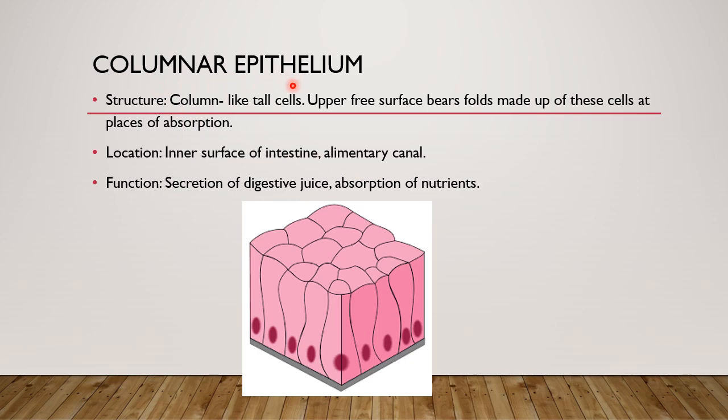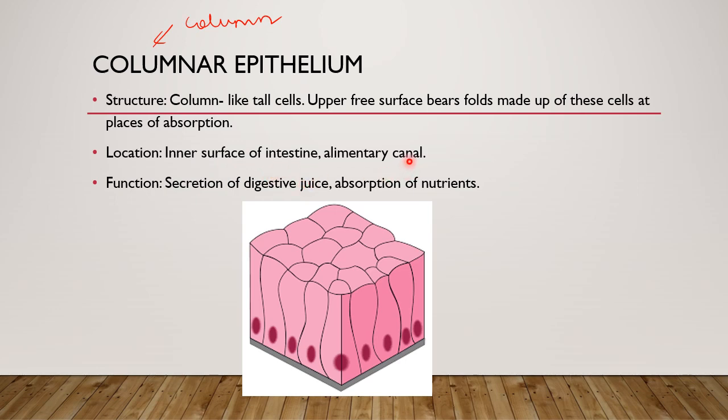Then we have columnar epithelium. Again, as the name says, columnar, so column. They appear like columns, like tall cells. The upper free surface bears folds which are made up of these cells at the places of absorption. So they are tall, and their upper free surfaces have these folds so that absorption can take place. So their function is to absorb. Where are they present? In the inner surface of the intestine and the alimentary canal.